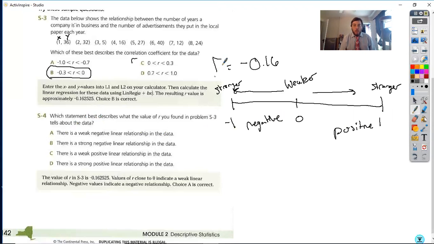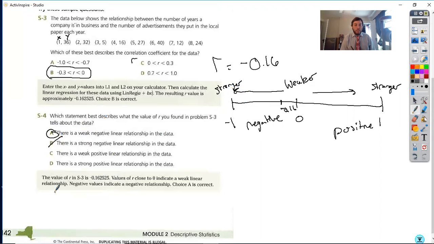So here it says, which statement best describes what value of R you found in this problem tells about the data. Well, our negative 0.16 is going to fall on this side. Negative 0.16. So this is a lot closer to the weaker, and it's negative. So if we're looking through here, it says there is a weak negative linear relationship in the data. Probably going to be our answer here, but let's check the other ones. There's a strong negative relationship. Stronger would have to be a lot closer to -1. So you're looking at negative 0.75 and above.